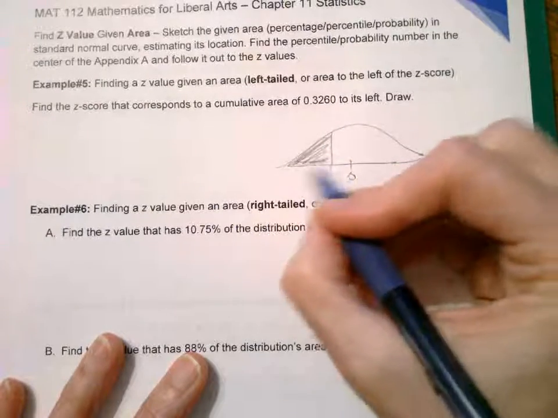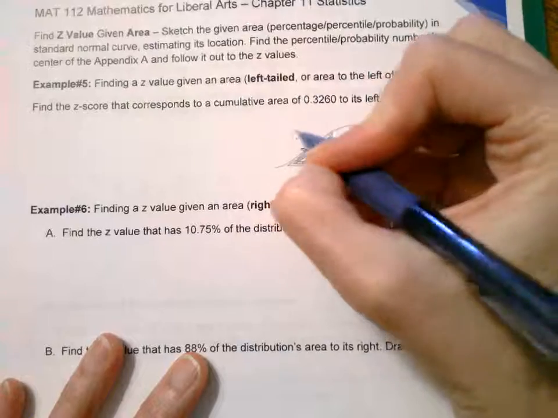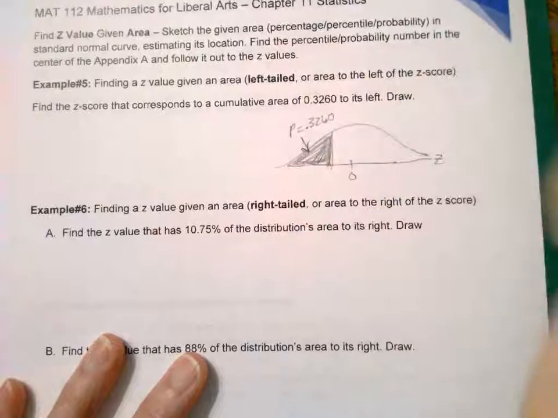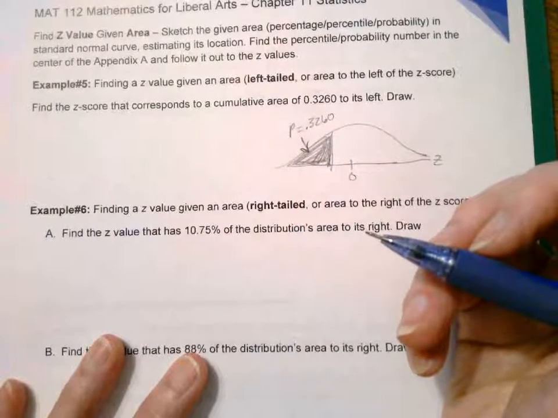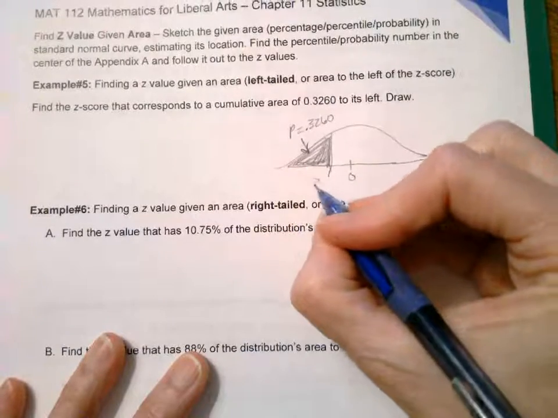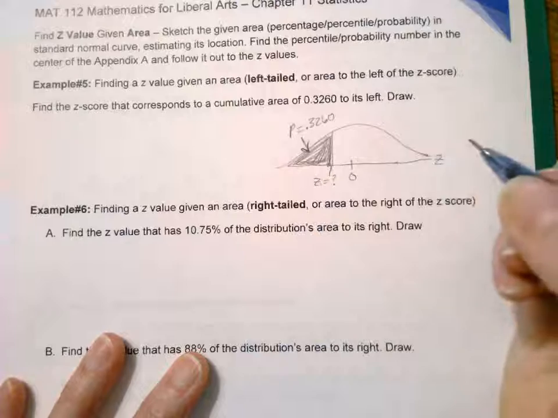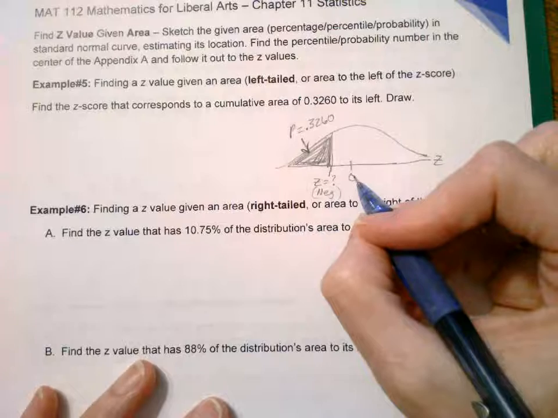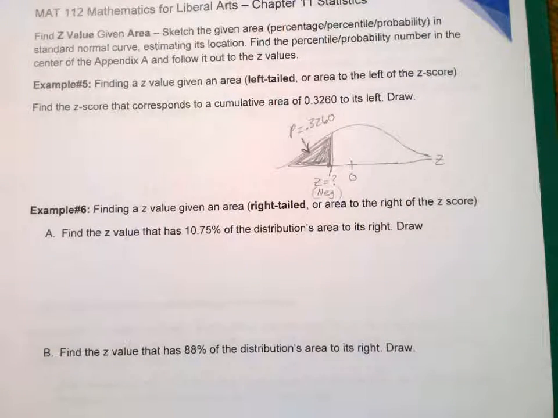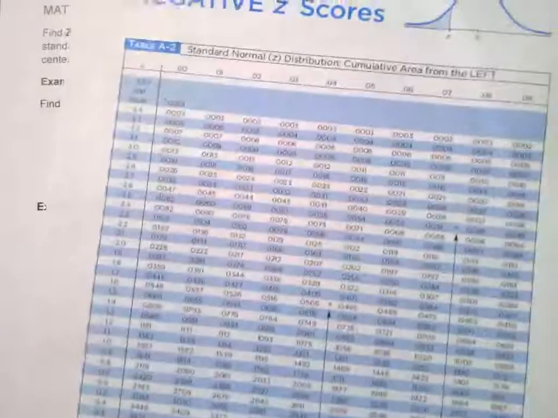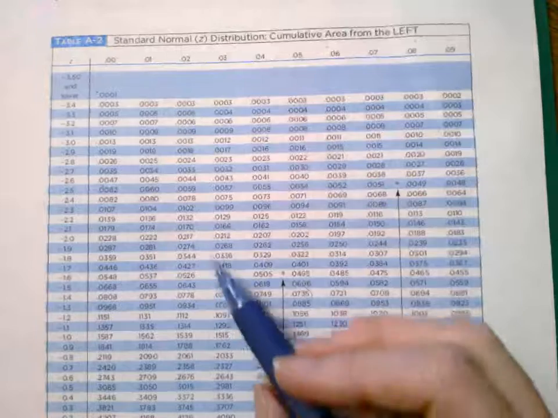And right here, the area, the probability of a data point being in there is about 32.6%. And what it wants to know is this score here for z. And I know it's negative, right? Because it's on the left side of the 0. So what I'm going to do is find my number 326 in the middle here of this one.